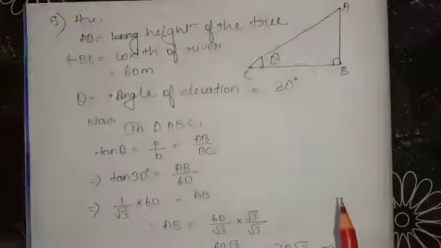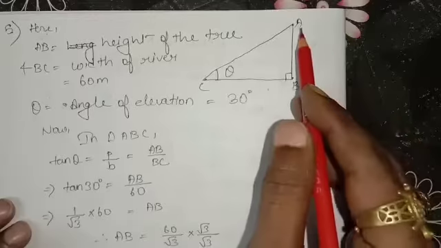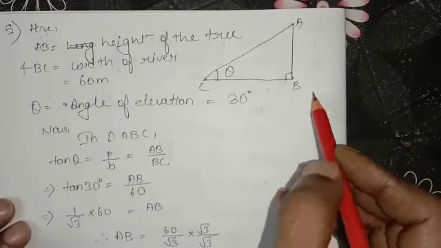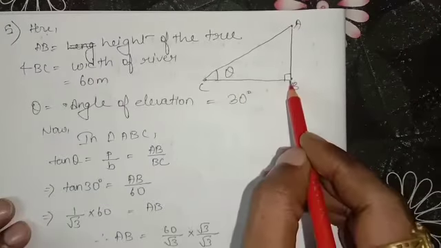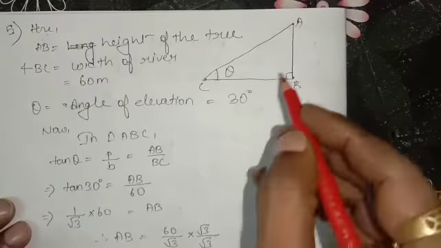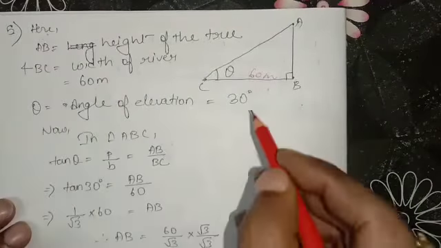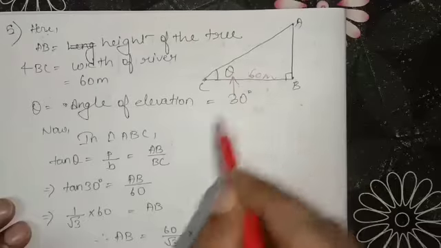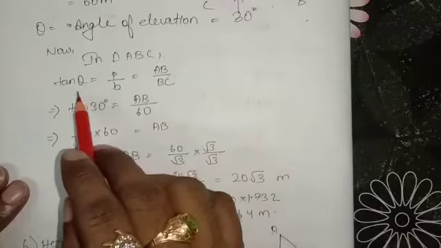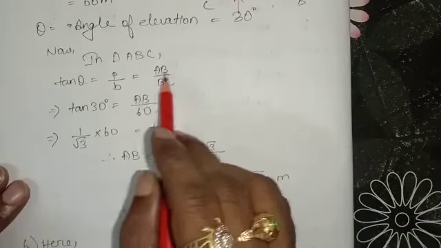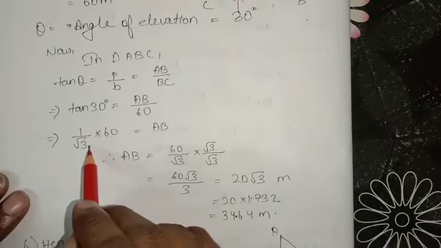As per the question, you have to draw the figure like this. AB equal to the height of the tree, BC the width of the river. On another side the point is here, the tree is here. This is given 60 meter. Theta, the angle of elevation, is given 30 degree. Now in triangle ABC, you have to apply the tan theta formula, P by B. P means perpendicular AB by BC. Putting theta equal to 30 degree, tan 30 is 1 by root 3.